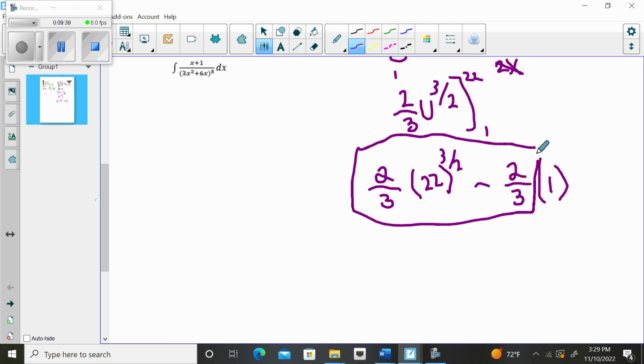Or if you have the 2/3 and then you have parentheses, right? You have 2/3 parentheses, u to the 3/2 minus 1. Sorry, that should be 3/2 minus 1. That is also an acceptable answer, okay? Whether you distribute, you don't, they're equivalent answers, I don't really care one way or another. All right, so let's come over to this last one.